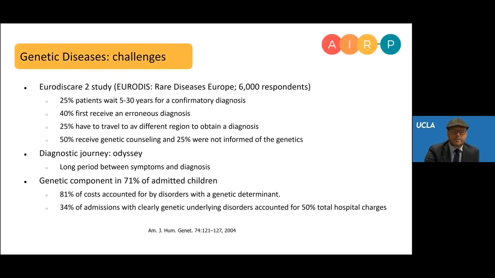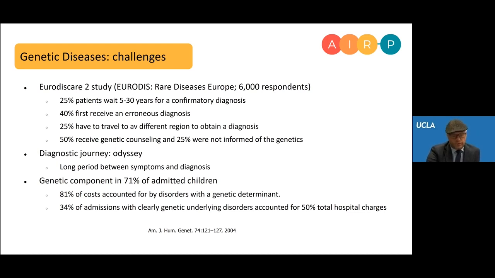So when we're discussing the challenges for genetic diseases in general, we have some information available from large studies that have looked at rare genetic conditions as part of consortia, where we get a sense of the journey to finding a proper genetic evaluation. 25% of patients end up waiting between 5 and 30 years for a diagnosis. 40% receive an initial incorrect diagnosis, and about 25% of them end up traveling very large distances to identify a potential specialist who could reach a conclusive diagnosis. In 50% of cases, they receive genetic counseling, but 25% of them were never informed of the genetics at all. So we call this a diagnostic journey, or an odyssey, where there's a long period between the symptom onset and the diagnosis.